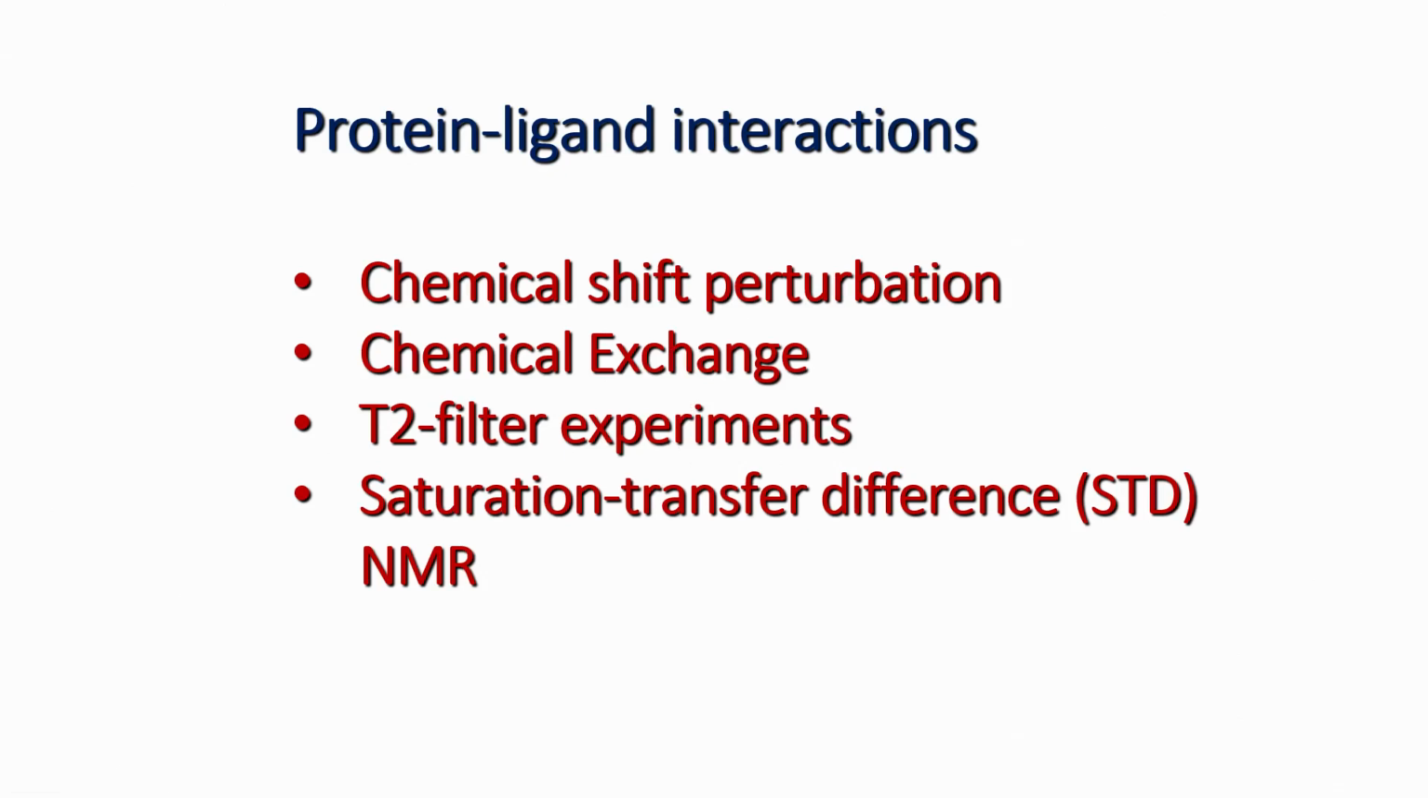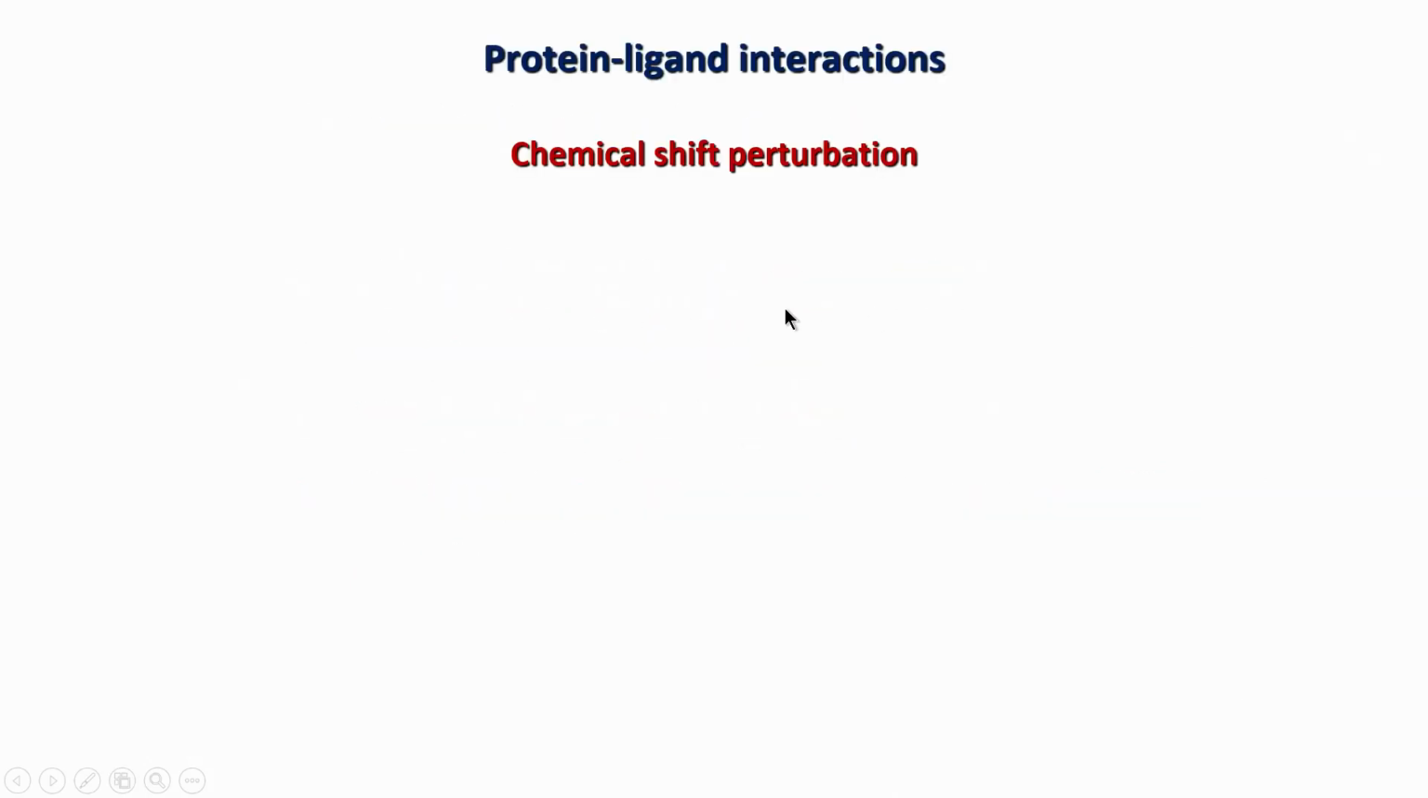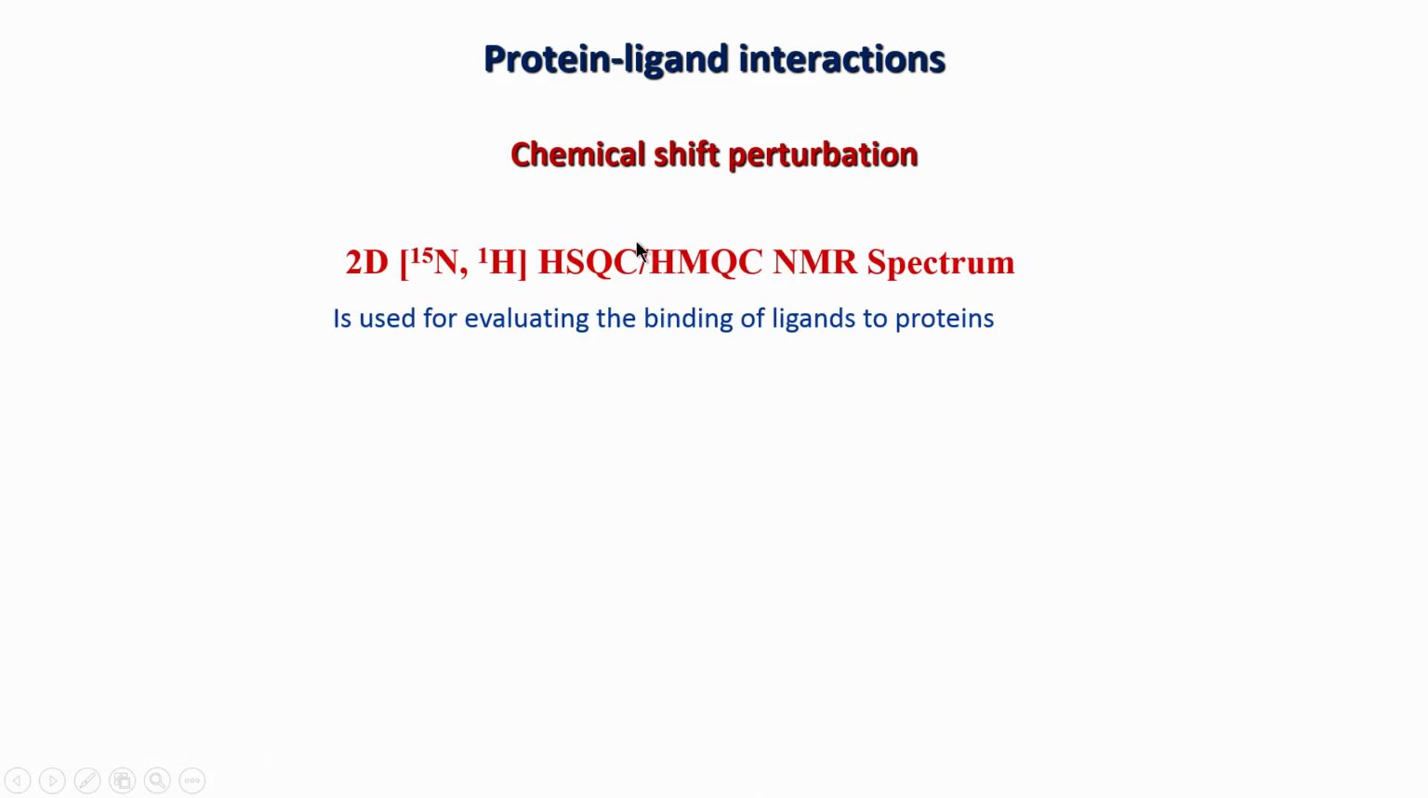Our goal here is to characterize or figure out whether a particular ligand is binding to a protein or not. Let us start from the first, most basic method, called chemical shift perturbation. We have already seen chemical shift perturbation in the previous part of this course, where I showed you how HSQC is useful for ligand interaction. So, I am repeating it slightly.